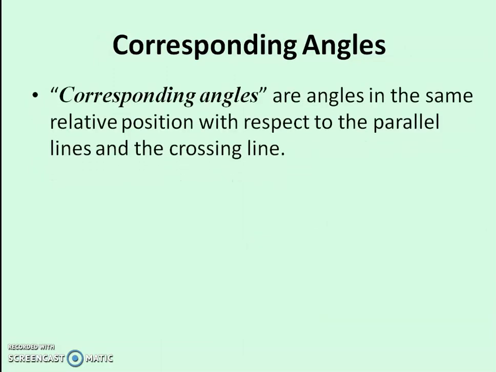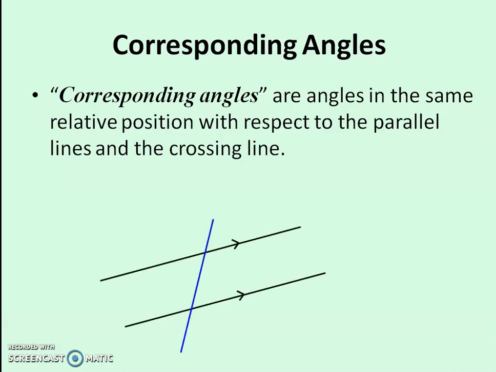And corresponding angles are angles that are in the same relative position with respect to the parallel line and the transversal, the line that crosses through. What do I mean by that? Well, for instance, this angle is above its parallel line and it is to the left of the transversal. And this angle is above its parallel line and to the left of the transversal. They're in the same relative position. Those are called corresponding angles, and they are equal.